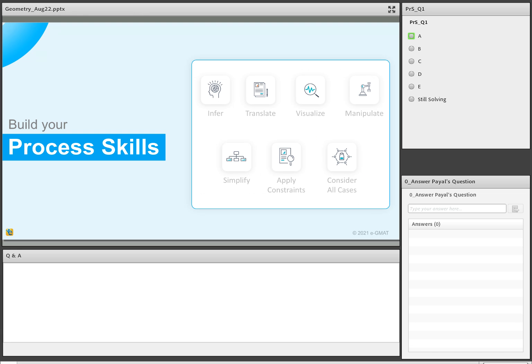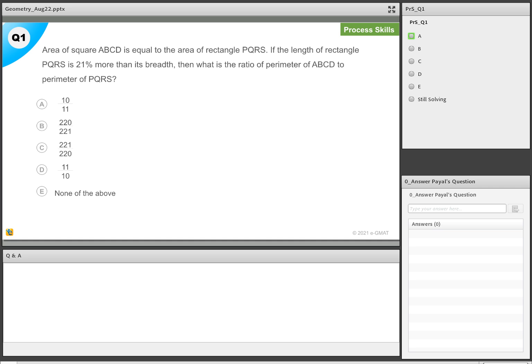Perfect. Let's go to question number 1, and through these questions, we would be building the process skills that we always envisage, to solve questions, right? So, first question on your screen. All the best for this one.